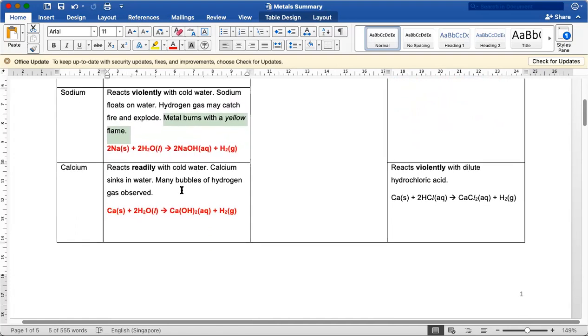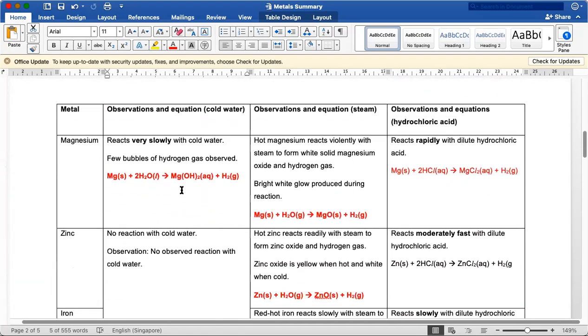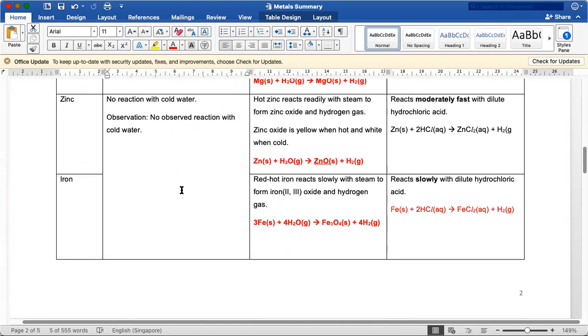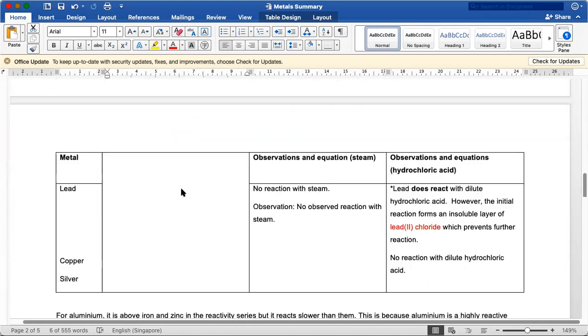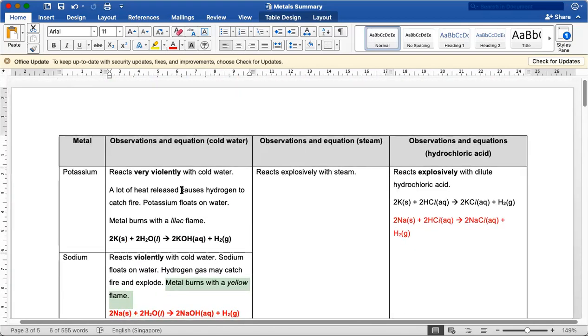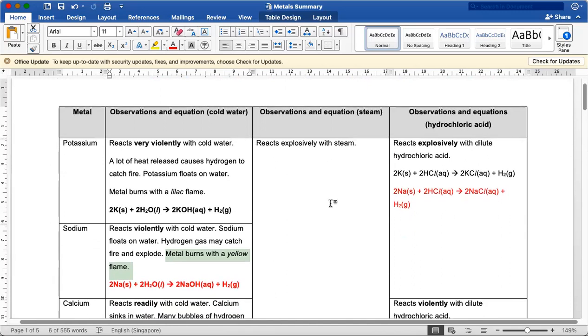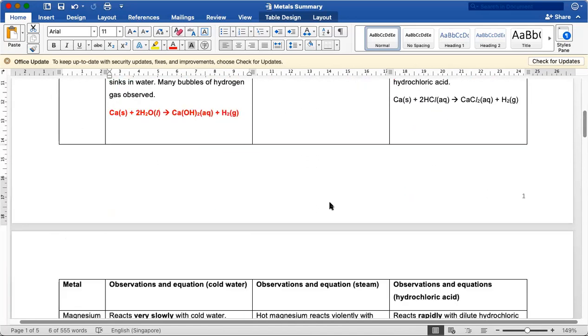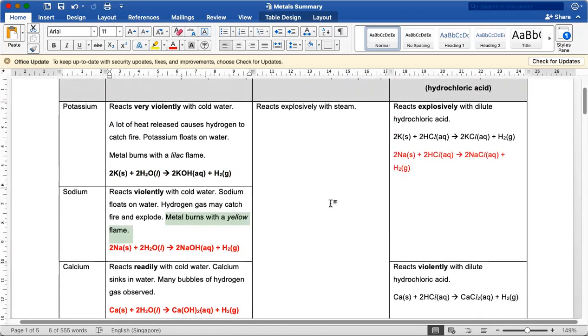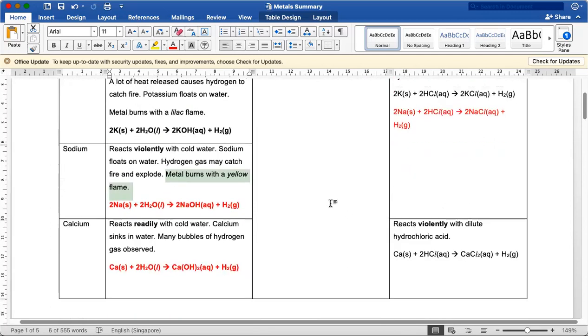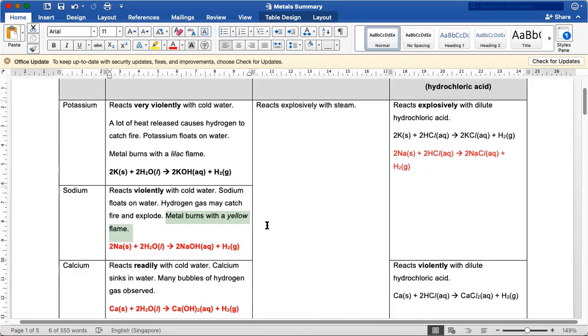Then we move on to calcium, magnesium, zinc, iron, lead, copper, silver. I repeat that with the reactions of metals with steam. I need to emphasize it's steam, not hot water. So for potassium, sodium, calcium, their reaction is very violent, and you just write it as explosively. So you can just lump them together as one, which makes it easier to revise.